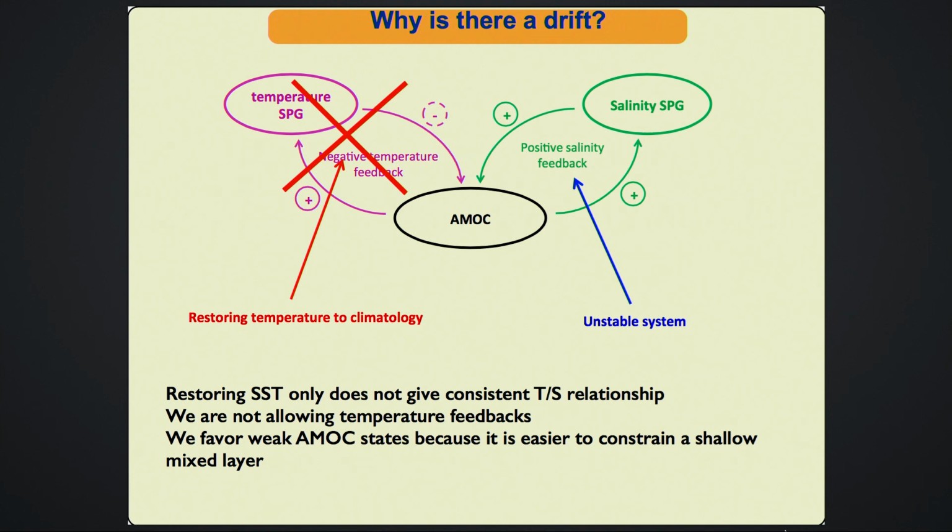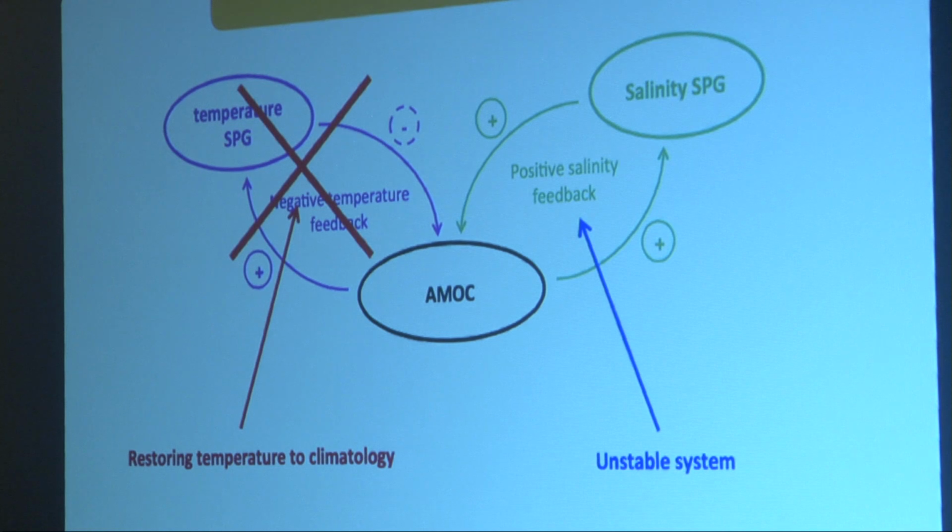So for example, if you start with a positive AMOC, that tends to give you more salty and warm water at the north latitude. So you bring more salty and warm water at high latitude. When you restore to temperature, you damp the warm anomaly, but you keep the salinity anomaly. So you favor a strong AMOC, which strengthens your initial state.